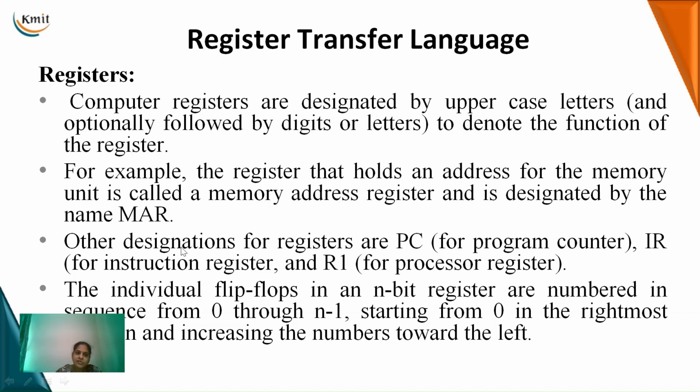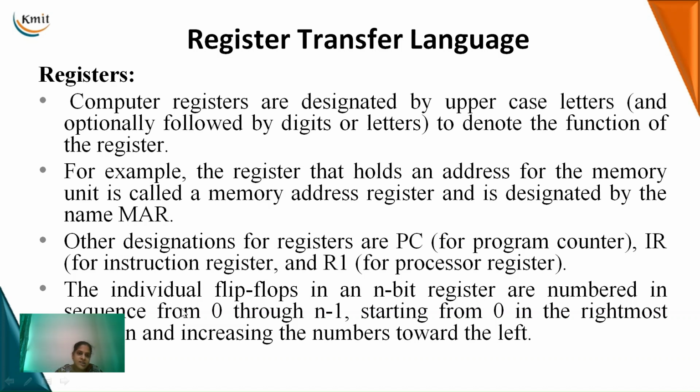Taking other examples of registers present in a computer, PC stands for program counter, and IR stands for instruction register. All the names of the registers can be given as uppercase letters. Apart from this, we have some general purpose registers that are used for intermediate computations, like R1, R2, R3. These are the processor registers that are used during the execution of instructions by the CPU.